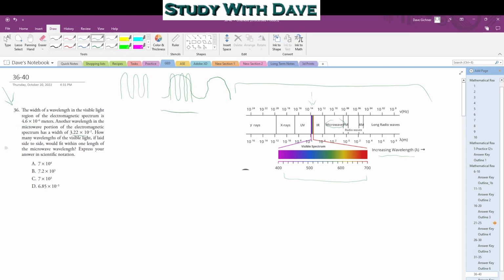can fit into these? Well, if I were to ask you how many 5s can fit into 100, you would just go 100 divided by 5 equals 20. So 20 5s go into 100. So for this one, we're just taking the larger number, 3.22 times 10 to the negative 2 over 4.6 times 10 to the negative 6.